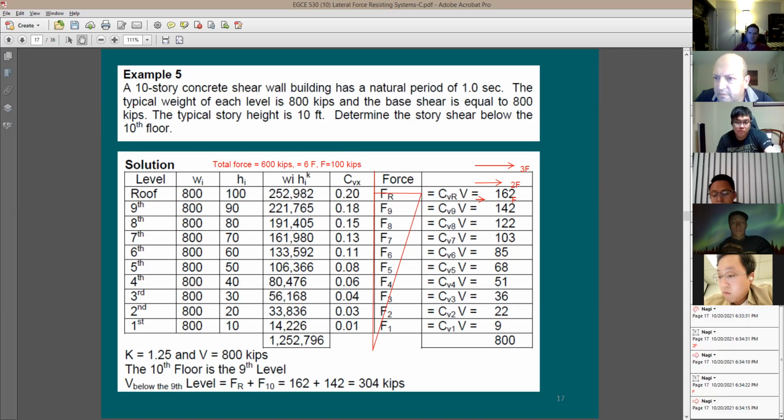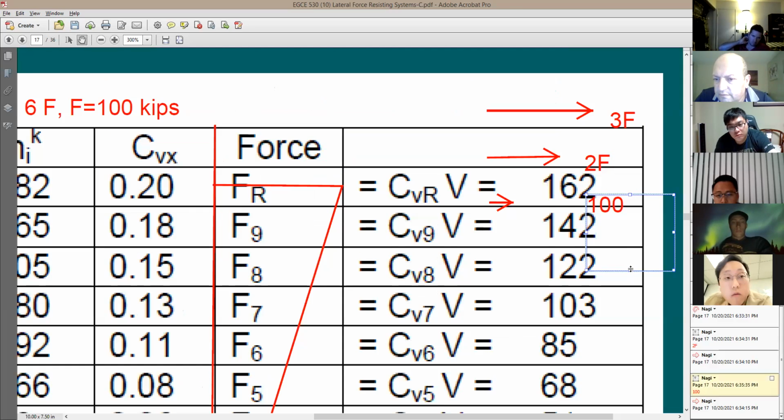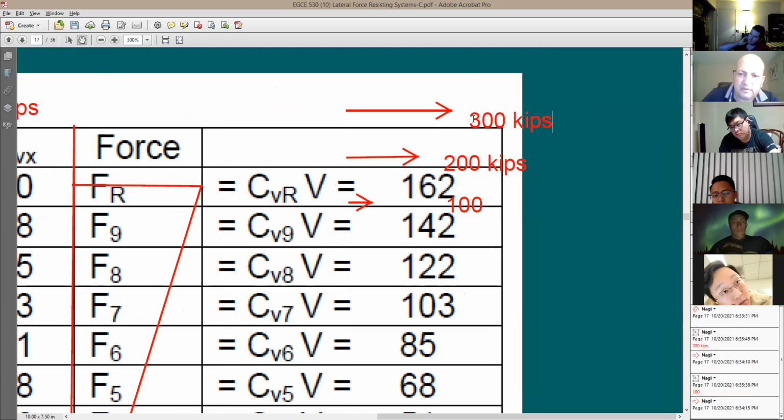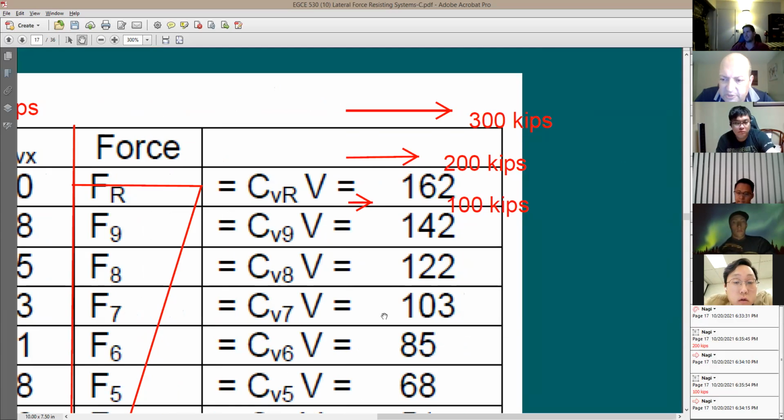What does it mean? It means that the force acting right here, which I put to be equal to F, is going to be equal to 100 kips. And this force, 200 kips. And this force, 300 kips. Total of 600. So the distribution is going to be a triangular shape as long as you have a low natural period.